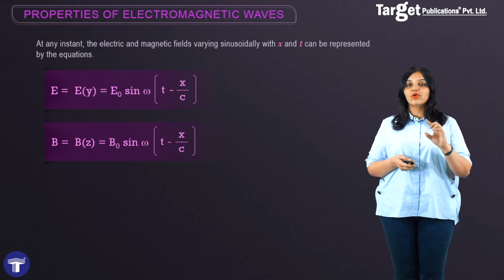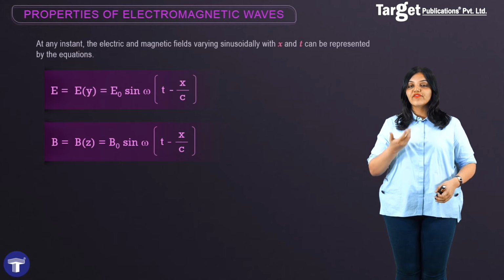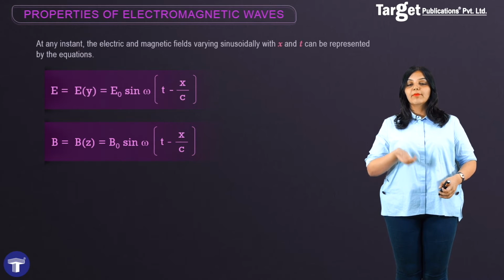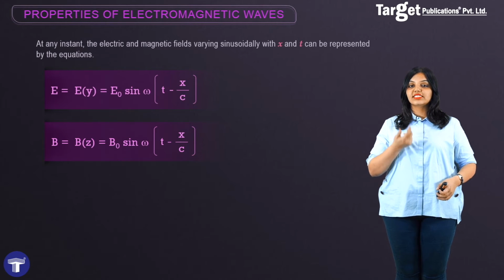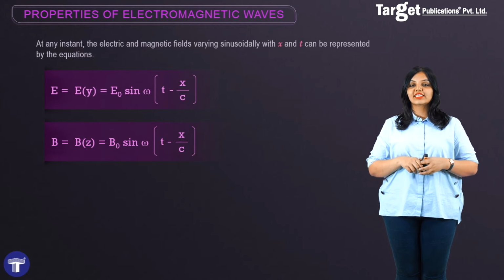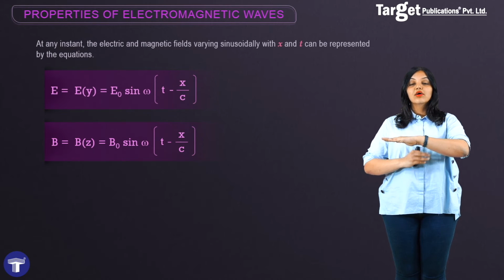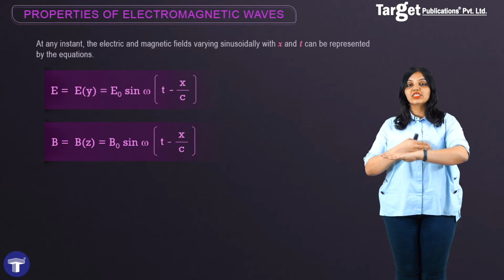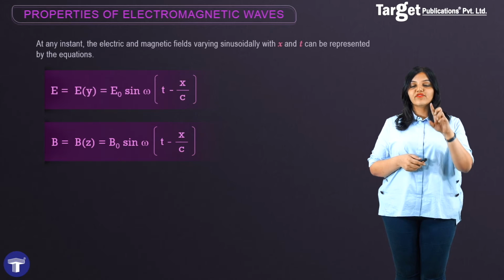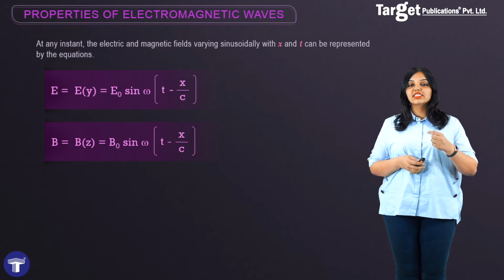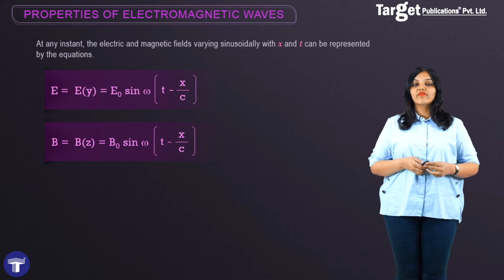And as you can see, when I wrote down the equation for the electric field, E is a function of y, that is, the variation of the electric field is along the y direction, but the wave itself is moving in the x direction. Similarly, the magnetic field is along the z direction, but the wave is moving along the x direction. So here I have described a wave which is moving in the x direction, whose electric field is varying in the y direction and the magnetic field is varying in the z direction. This is how you express, at any instant of time, the magnitude of the electric or magnetic field.